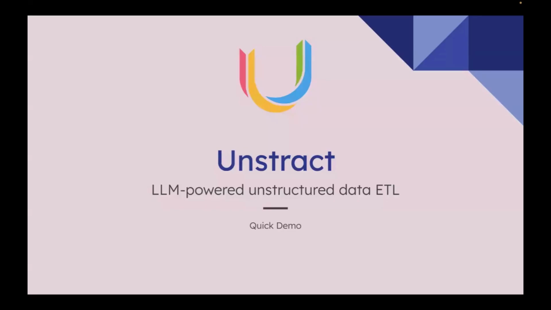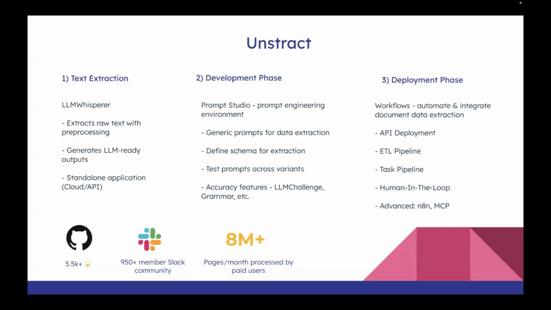And now I'll quickly introduce Unstract to you, and we'll take a look at what the key capabilities are before we move on into the demo segment. So Unstract is an LLM powered unstructured data ETL platform. If I had to briefly put out all the capabilities that the platform supports, I have three main categories. That is the text extraction phase, then the development phase, and finally the deployment phase.